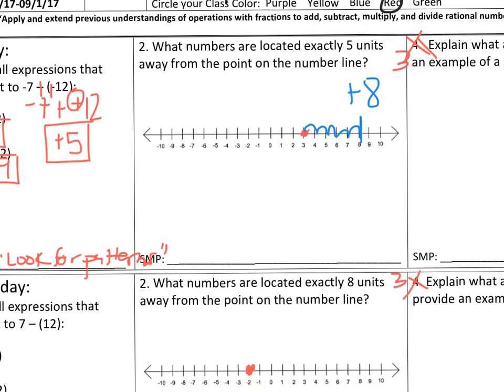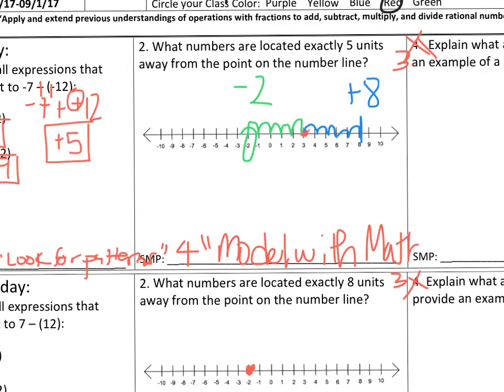And I'm going to go in the negative direction 5 units. So 1, 2, 3, 4, 5. Now I have negative 2. So this is the distance away from the point on the number line, 5 units to the right and 5 units to the left. Since you're drawing a picture, I would say that you're using SMP 4, which states model with math. So go ahead and write SMP 4, quotations, model with, and then you guys will be able to fit it a lot better than I can.